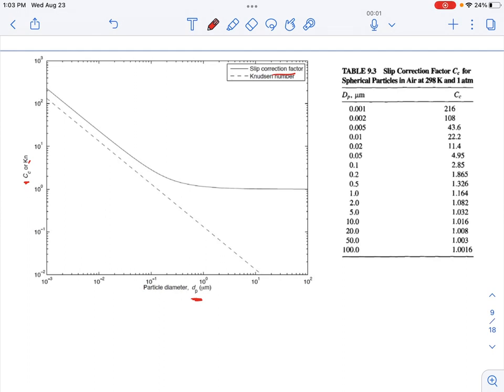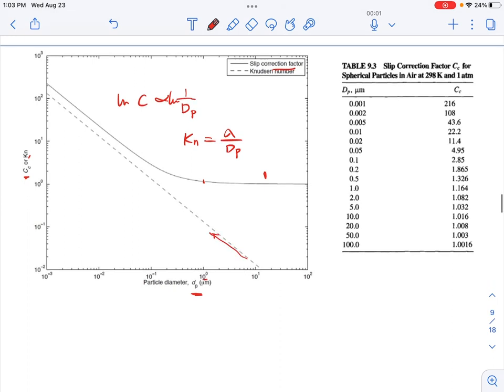And that's why for the solid line here, you see when it gets to larger than 1 micrometer, the correction factor becomes 1. And when it gets to the smaller particle size, we said that the slip correction factor is proportional to 1 over dp, right? So it has this relationship here. If you plot in the log scale, you can take log on both sides, then they're going to show this linear relationship. Similarly, since Knudsen number is defined as lambda divided by dp, you're always going to have this linear relationship when you plot in the log scale.